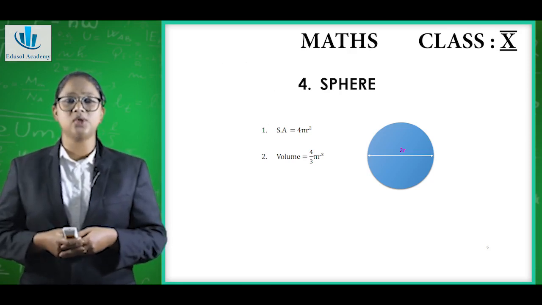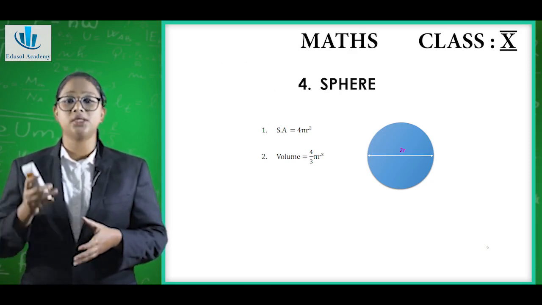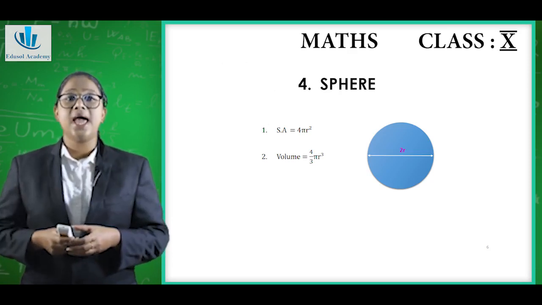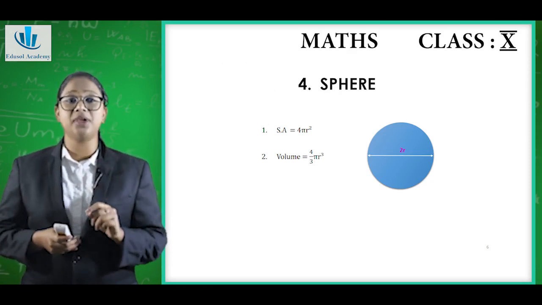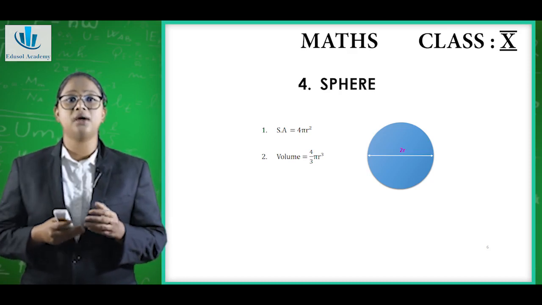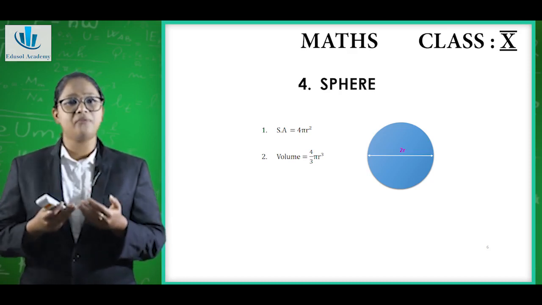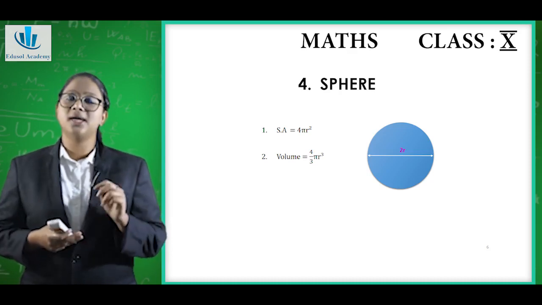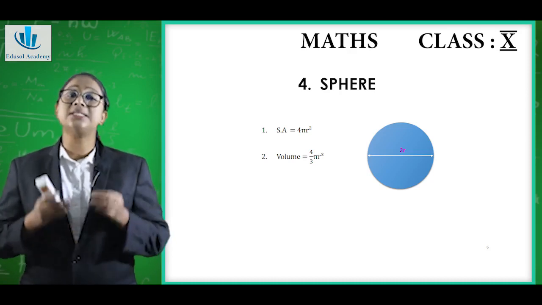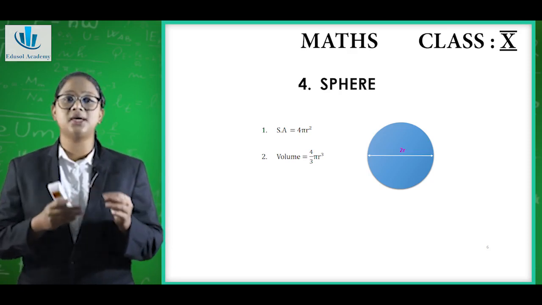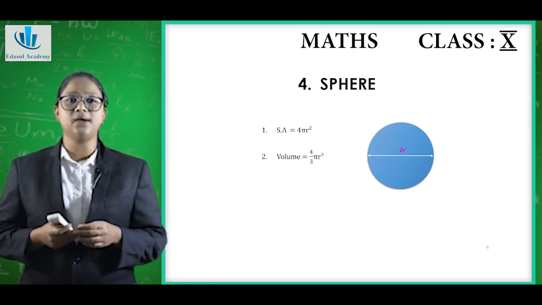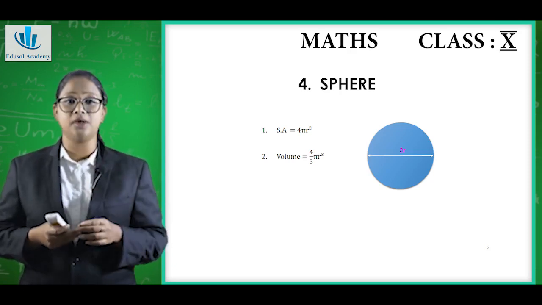A sphere is constructed with nothing but two hemispheres. And when we talk about a sphere, it doesn't have two types of surface areas, because from whichever point we observe a sphere, it's of the same shape. So we can say surface area, neither curved surface nor total surface area, just surface area of a sphere.